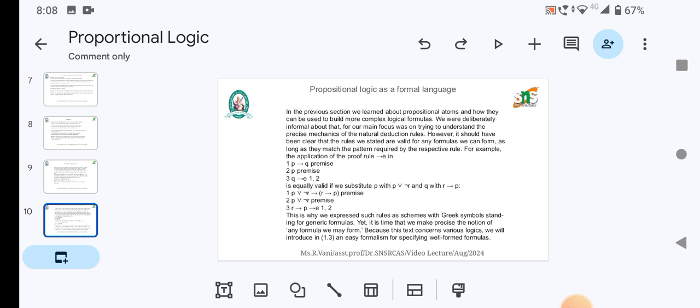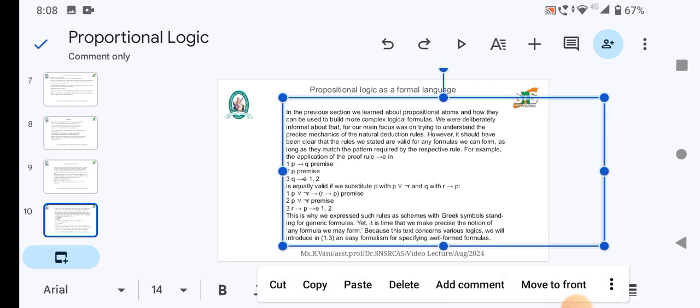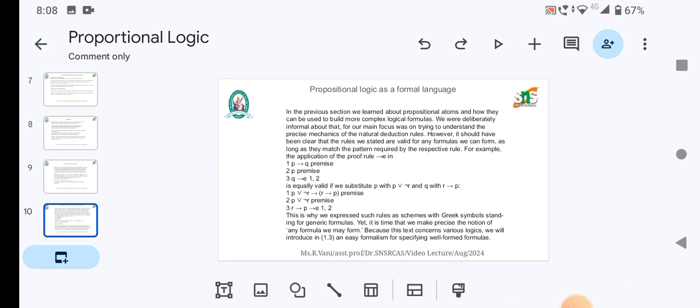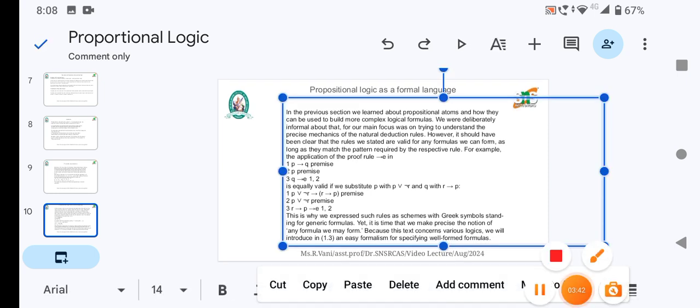Similarly, we prove P disjunction negation R, which must be equivalent to the premise P. Then P disjunction negation R is a premise. Here R implies P, where we eliminate, which is similarly equivalent to P implies Q. This is why we express such rules as generic formulas. Yet these are the precise notation of any formula.